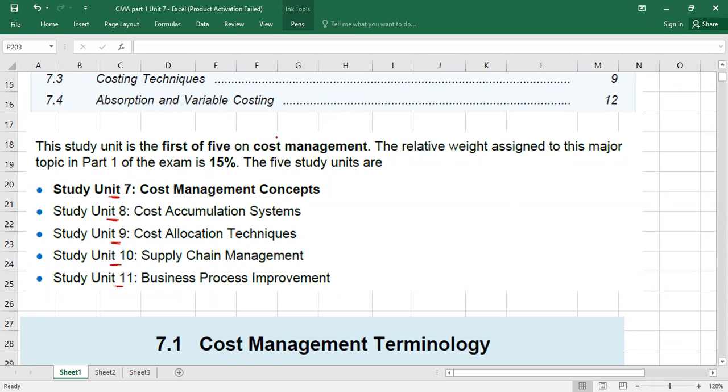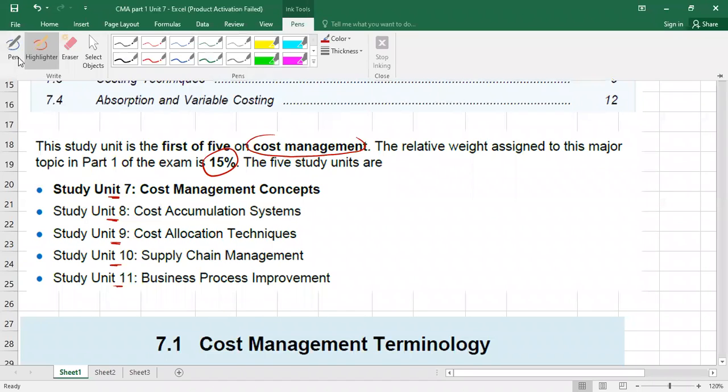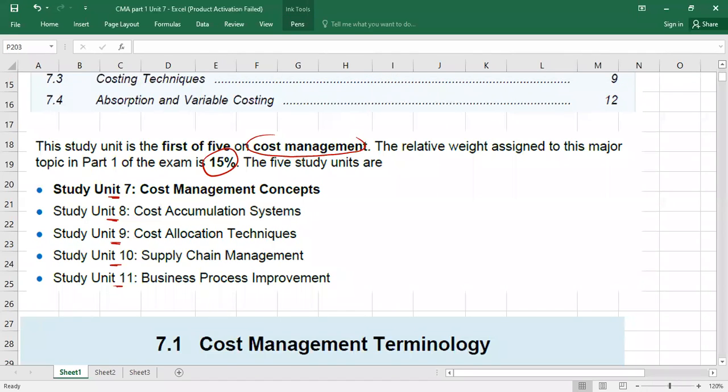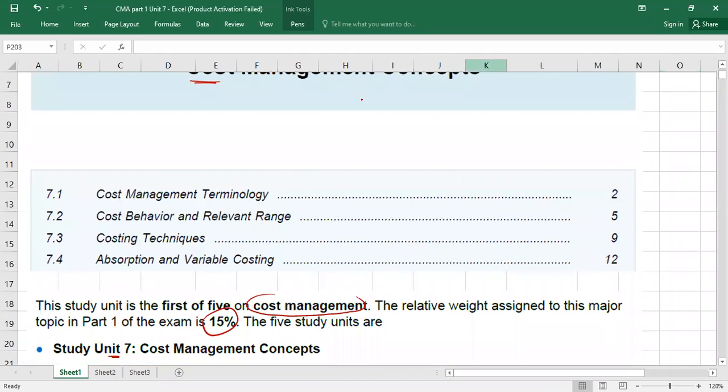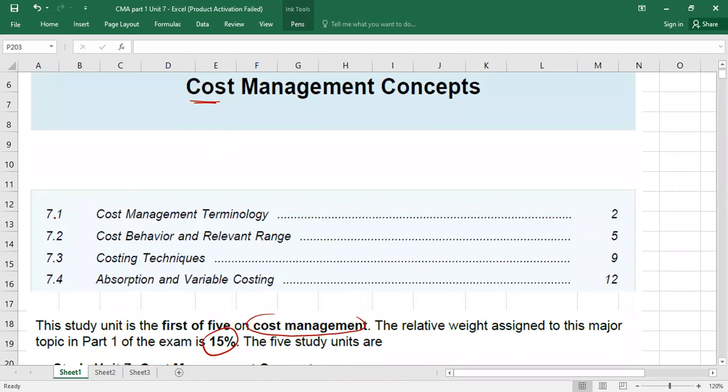So this is called cost management section in CMA, and it is going to be 15% of your exam. Okay, so it can be tested in MCQs also, and it can be tested in essay questions as well. The unit 7 we are going to start is cost management concepts. So we have these topics.